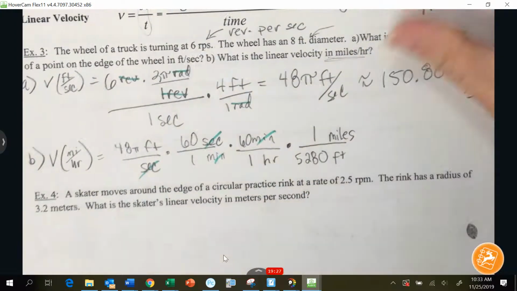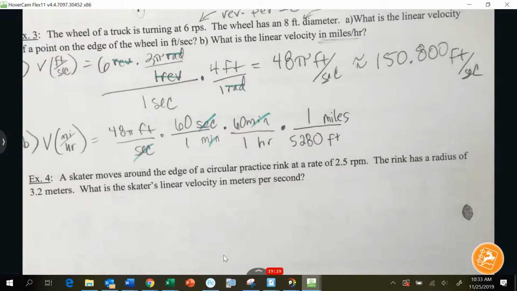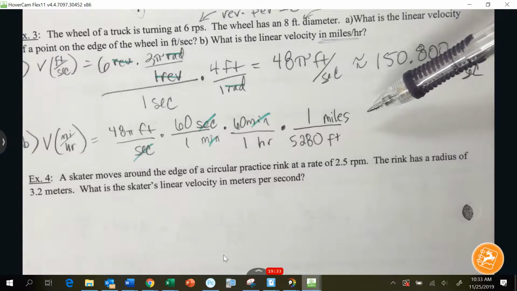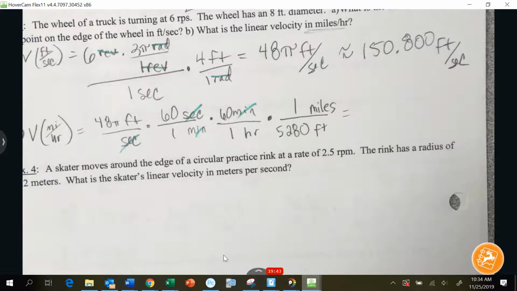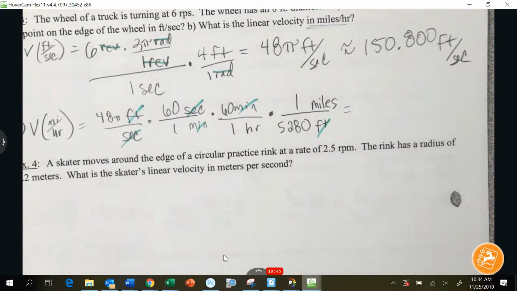You will not be given this information on a quiz or a test. You should know that there are 5,280 feet per mile. If you don't know, make yourself a flashcard. 5,280 feet per mile. Then we can cancel out the feet. If I multiply straight across, that's going to be an ugly one.